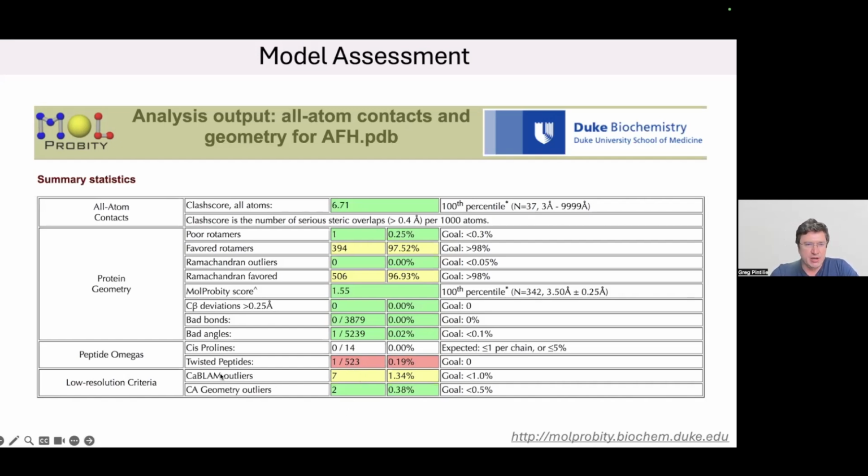And there are more parameters here that involve different methods of evaluating the model quality.